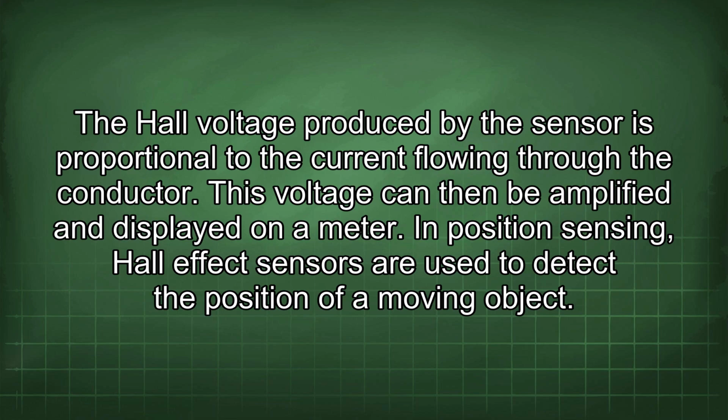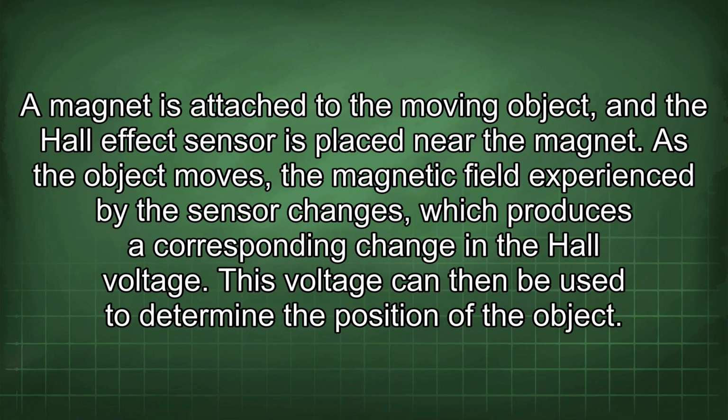In position sensing, Hall effect sensors are used to detect the position of a moving object. A magnet is attached to the moving object, and the Hall effect sensor is placed near the magnet. As the object moves, the magnetic field experienced by the sensor changes, which produces a corresponding change in the Hall voltage. This voltage can then be used to determine the position of the object.